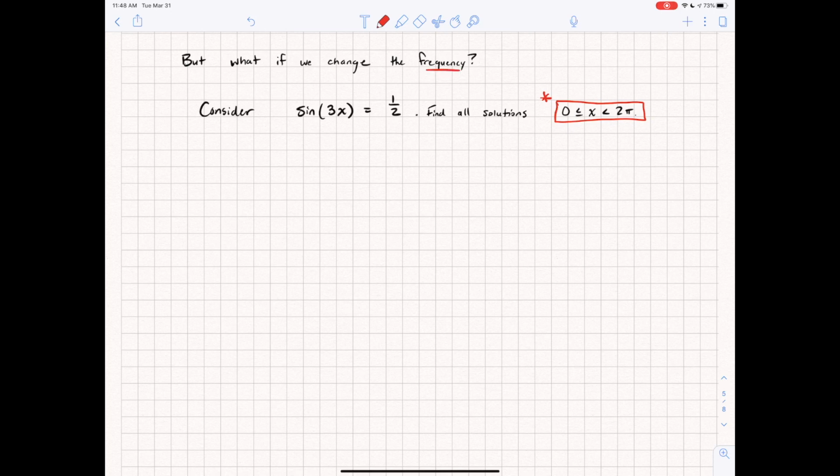All right, so I have sine of 3x is equal to 1/2. Let's start by using method 2, which said, let's just go to Desmos and graph. So I'm going to graph y is equal to sine of 3x, and then I'm going to graph y is equal to 1/2, and let's see how many times these intersect. All right, so I'm going to go to Desmos.